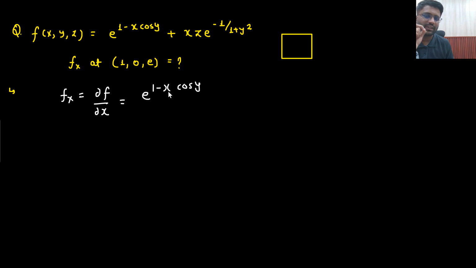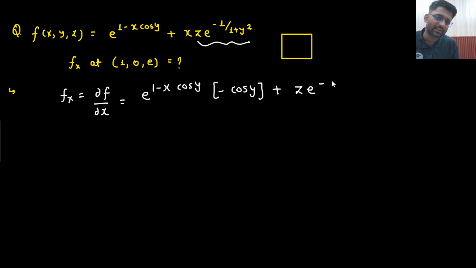So cos y is a constant and differentiation of x will be 1 only, and then there is a minus sign, so minus cos y. Plus here this much part is constant, no? z e to the power minus 1/(1 + y²), everything is constant. Why is that so? Because you are doing the differentiation with respect to x. So differentiation of x will be 1 and the rest everything is constant. That's it. This is the answer. It was just looking big, sir.